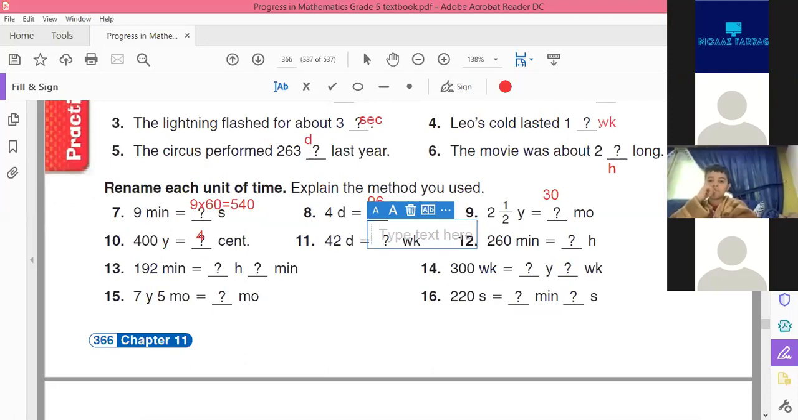42 days will be 6 weeks. Very good. Next one, 260 minutes. In 260 minutes, how many hours? Okay, Ahmed, you tell me.